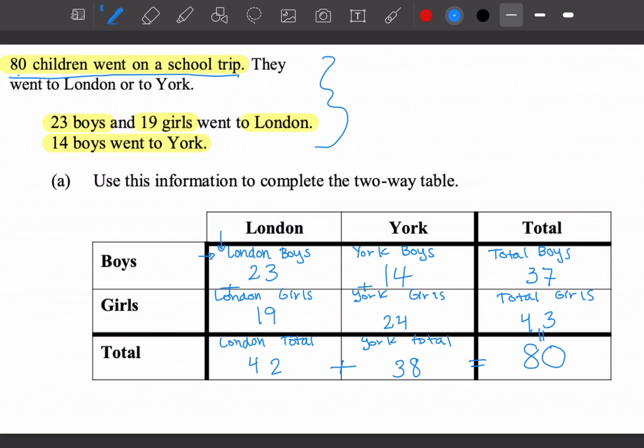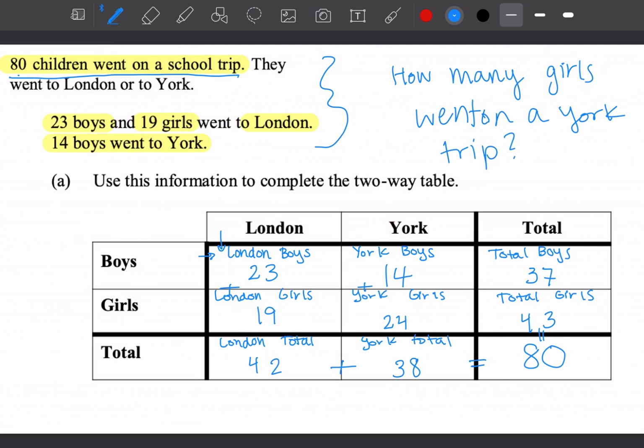If I were to ask you how many girls went on a York trip, what would your answer be? Take a minute to think about that. How many girls went on a trip to York?